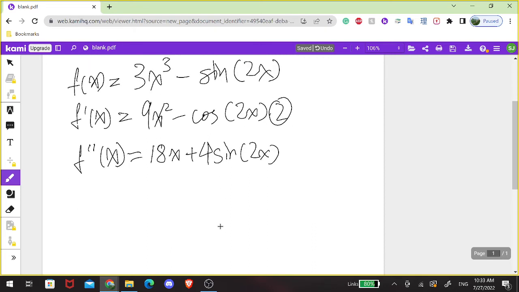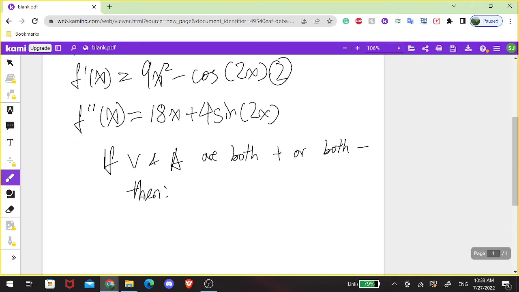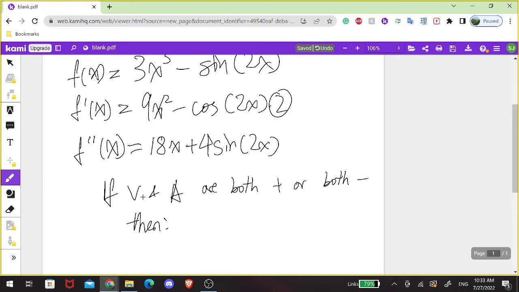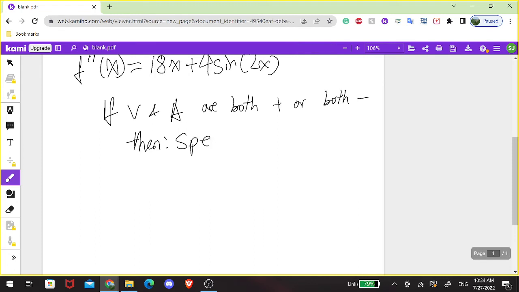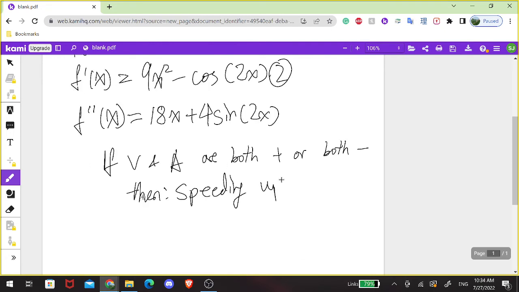And there's something really important that you should know. If velocity and acceleration have the same signs, so if they're both positive or both negative, then your object, your point, is speeding up. Usually it's an object speeding up. So anything that's moving that gives you the function of this, then your object is speeding up.